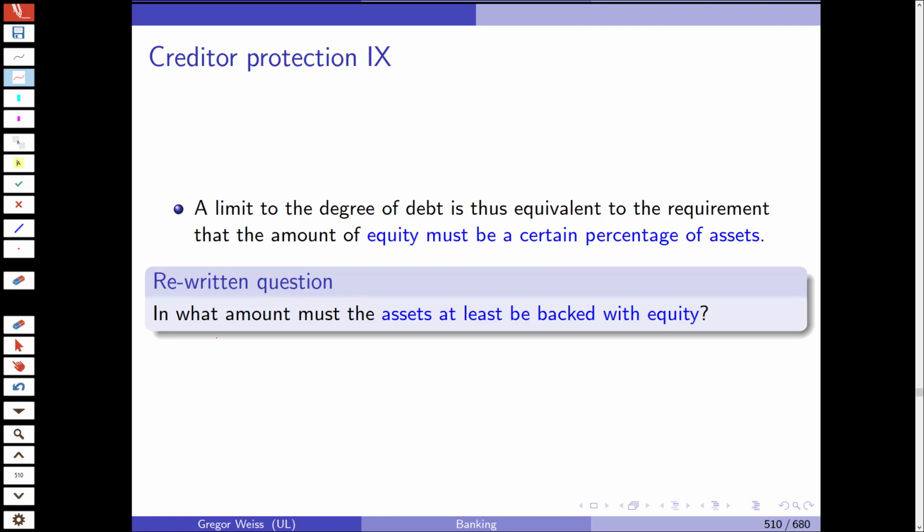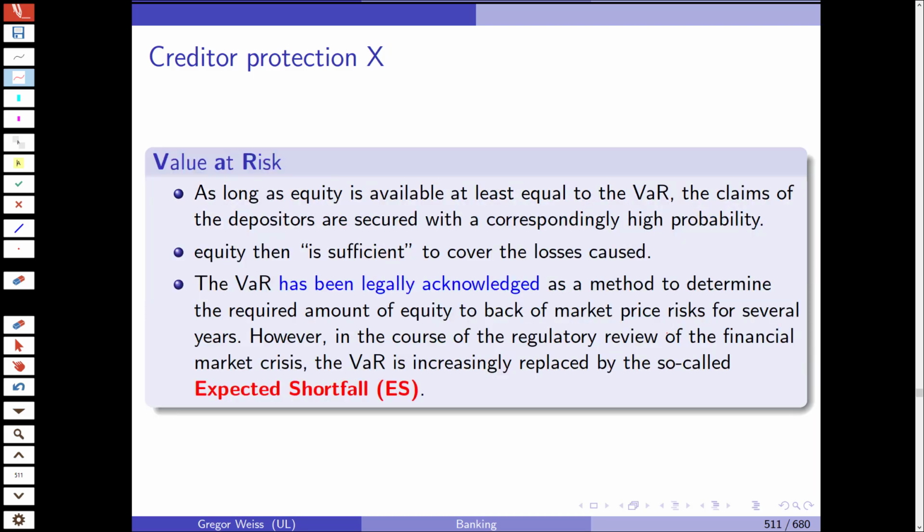And this is the rewritten question. In what amount must the assets at least be backed with equity? So you need equity, you need to calculate the risk-weighted assets, and this is a fundamental cornerstone of banking regulation. Now, how should we measure your risk-weighted assets? This is where the value at risk, VaR, comes into play. So as long as equity is available, at least equal to the value at risk, the claims of the depositors are secured with a correspondingly high probability.